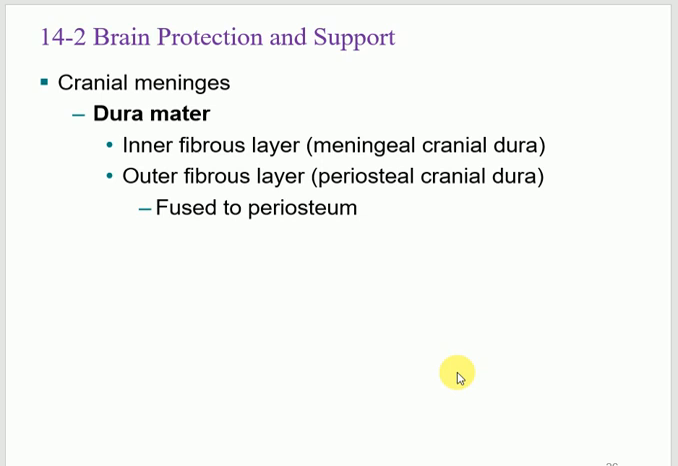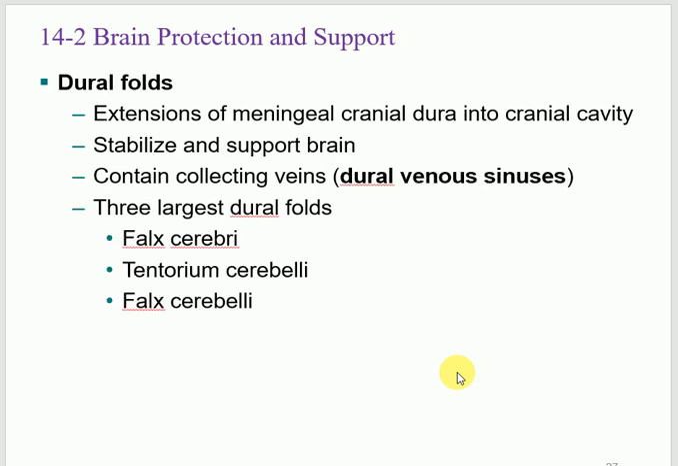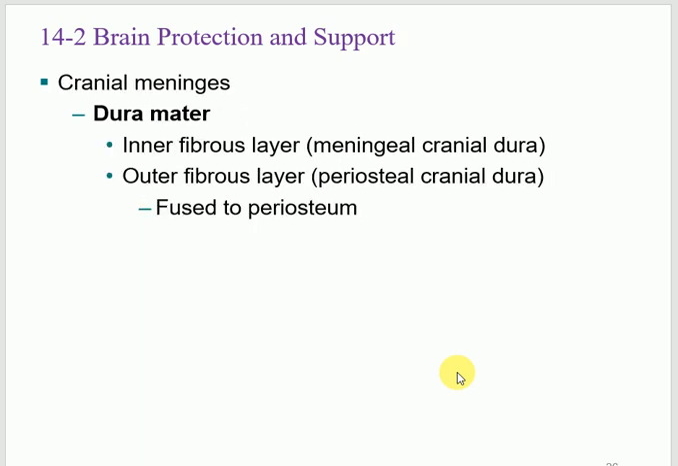So what do you have in between those two? Does anybody know? What's in between those two parts of the dura? What's the space? Epidural. This is the epidural space, because it's outside one of them. Epi means outside. It's outside one of the 2 layers of the dura.